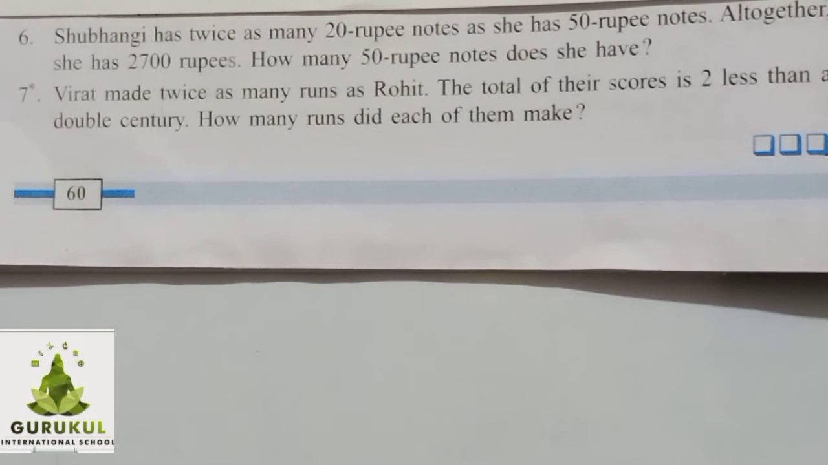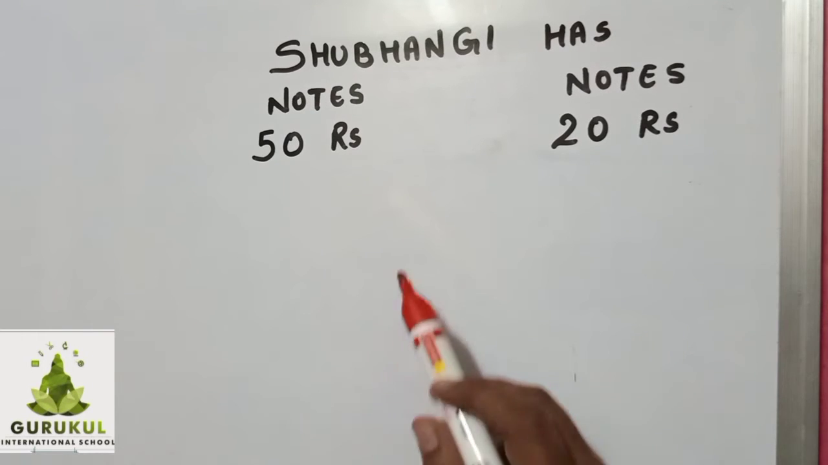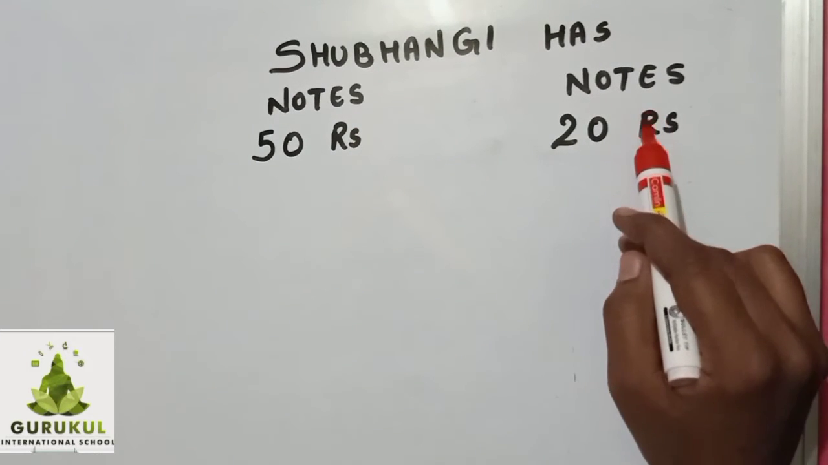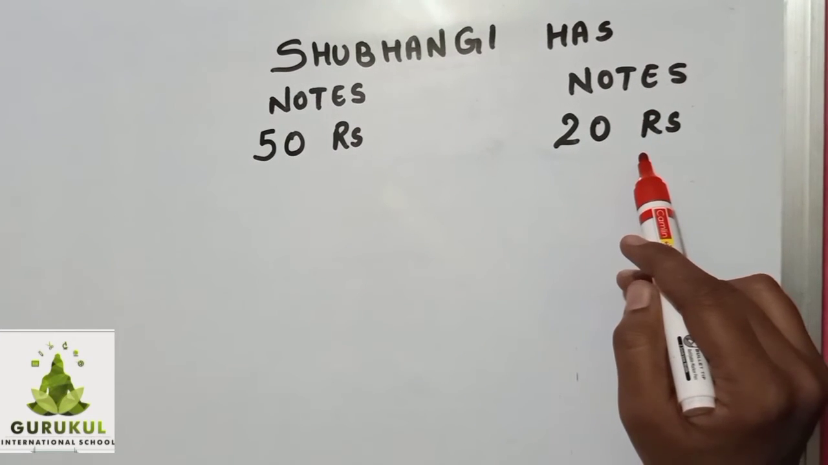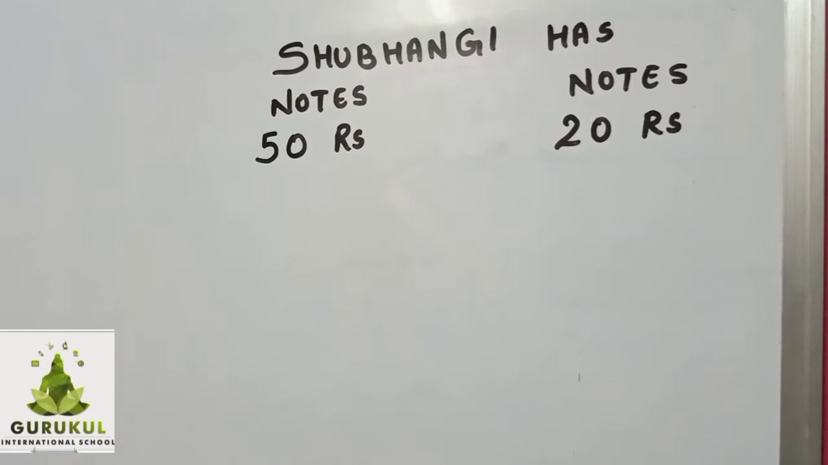If you want, you do it in rough work and keep. Otherwise, no need of that. Once you understand the concept, it's very easy for you. In the question, it is given Shubhangi has some notes of 50 rupees. She has some notes of 20 rupees also. Is that clear? Now, I don't know how many 50 rupees notes she is having.